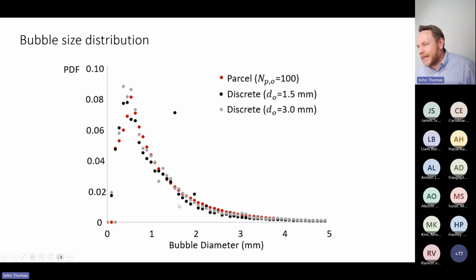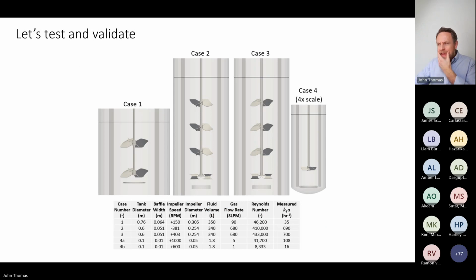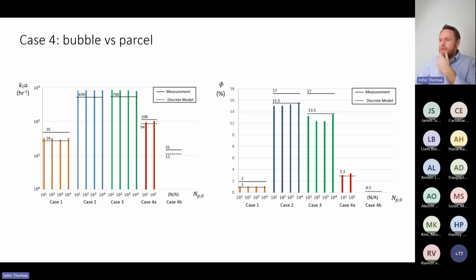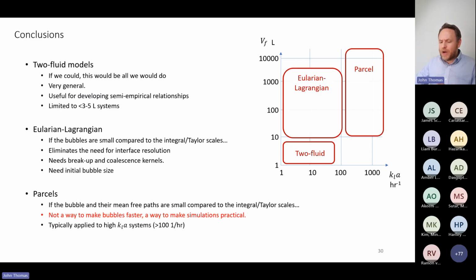So it tends to over-predict larger bubbles, but foundationally, you can get KLA right. We've looked at this a lot. I want to keep time for questions, so I'll just move through this quickly. It's in the paper. You can reference this in more detail. This figure probably doesn't make a lot of sense without some context, but foundationally, the discrete parcel and measurements compare quite well insofar as we are in the diffusive regime. I want questions, so let me conclude here.